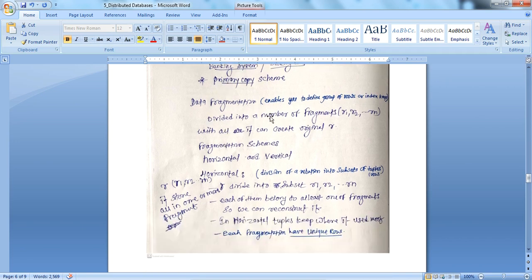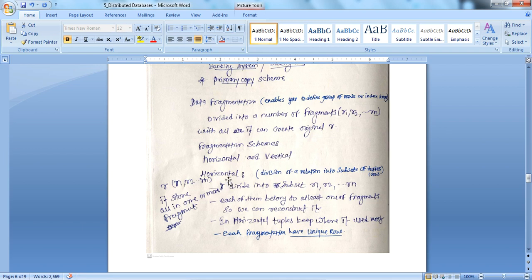Then data fragmentation enables you to define a group of rows and index keys. Data fragmentation means dividing into a number of fragments. Consider we have data R, which we divide into R1, R2 up to Rn, and with all of them we can recreate the original R. Fragmentation schemes are of two kinds, horizontal and vertical. Everyone knows we divide a database into tables and columns.